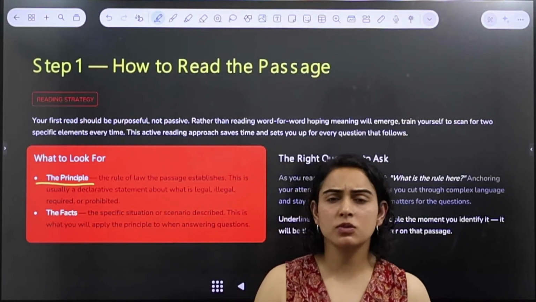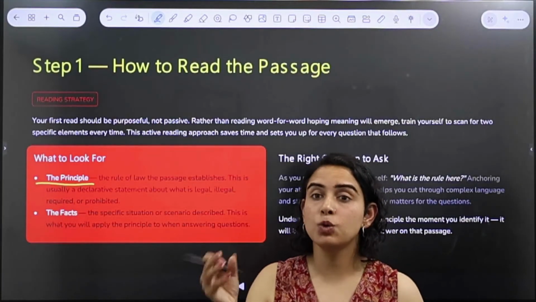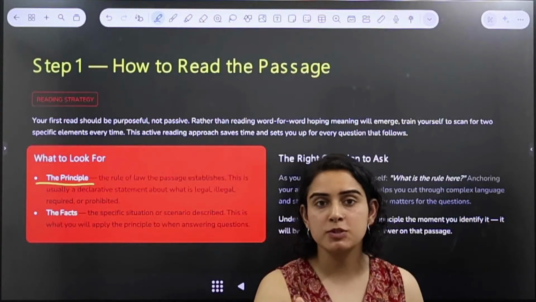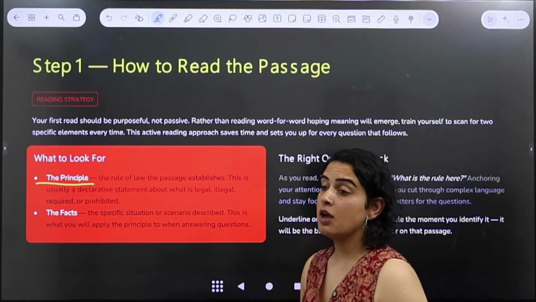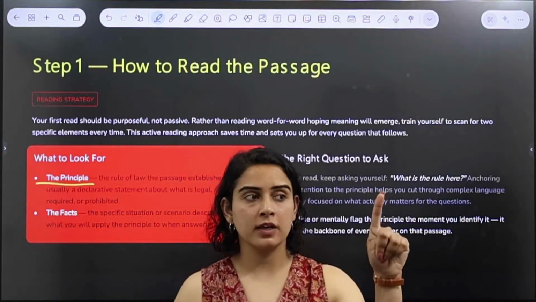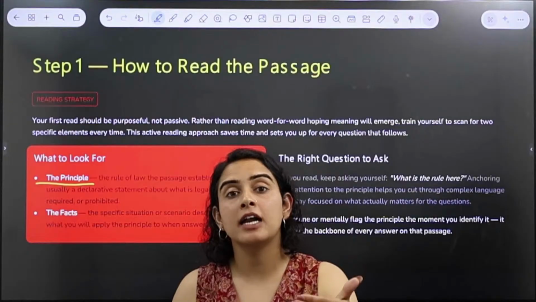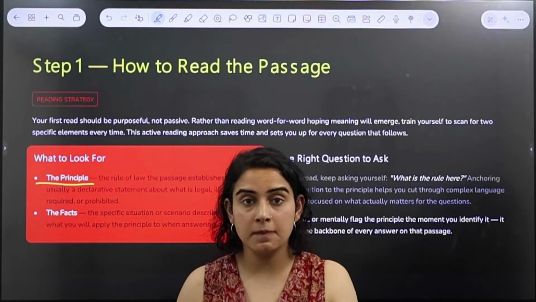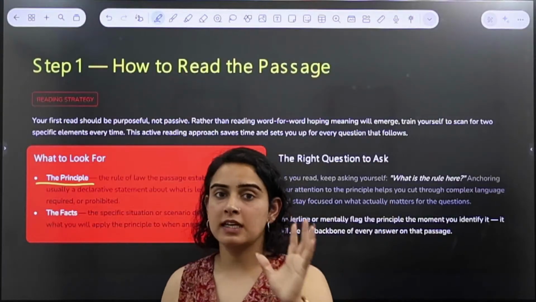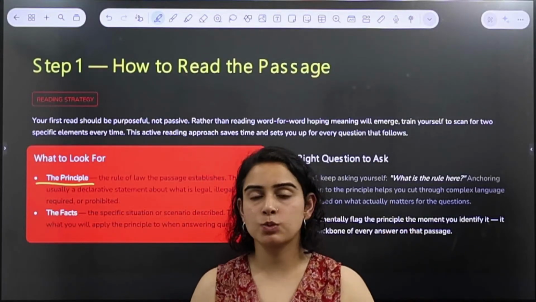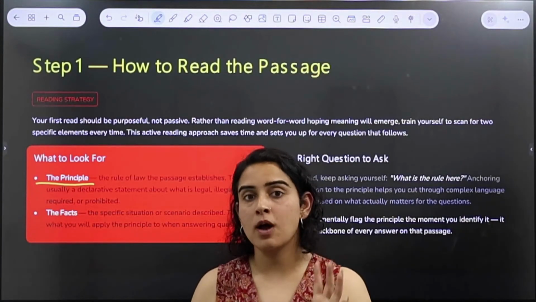If it is about any specific socio-legal issue, any new law that has been passed, any new judgment which the Supreme Court has given, anything of that sort, you have to identify. Once you have identified that, okay, this is the principle, pay more attention to understanding what that principle is saying rather than wasting time in understanding what this sentence is saying, what is the meaning of this word. No, just try and understand what the principle is all about.